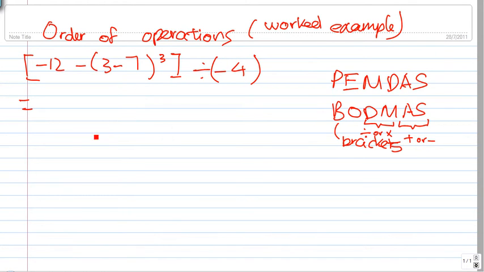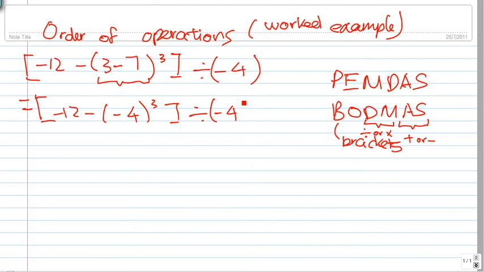So following BODMAS rules, we have to work the brackets first, working whatever's inside the brackets. So what's the innermost bracket? These expressions take priority first. So 3 minus 7 is minus 4, cubed, divided by minus 4.